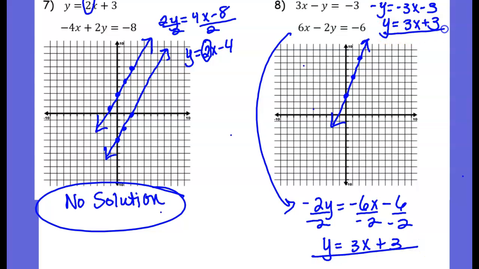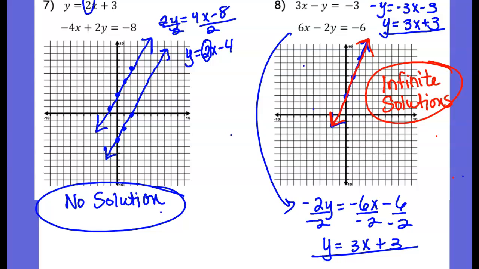Notice we have the same equation. So when we graph that second one, it's going to be right on top of the first one, which means every single point is actually an intersecting point. So that's how we get what's called infinite solutions. There's an infinite number of solutions. It means any x and y on that line would satisfy it. So there's an infinite number.